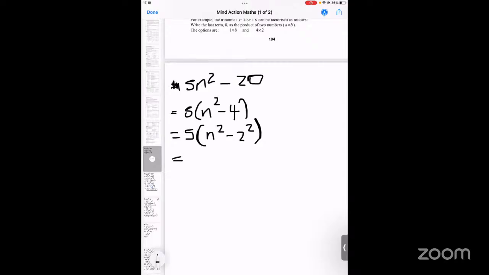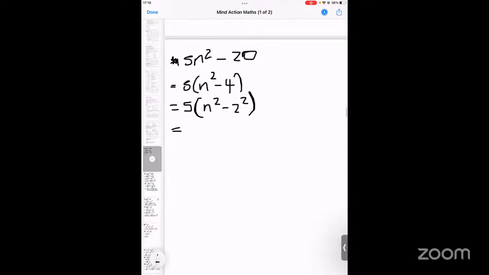Next step. Then I 5 bracket n minus 2, close bracket, open bracket, n plus 3. I mean n plus 2, sorry, sir. Okay. This is how you are supposed to work it out.